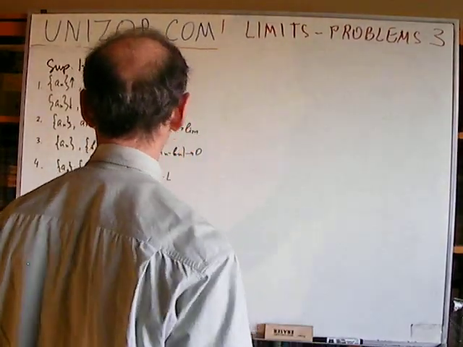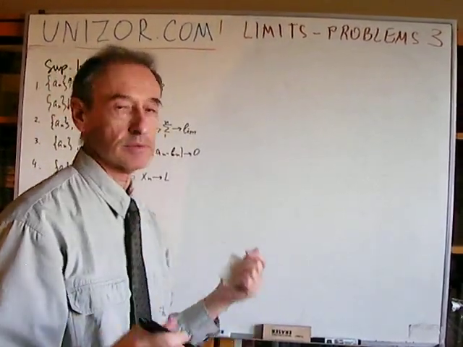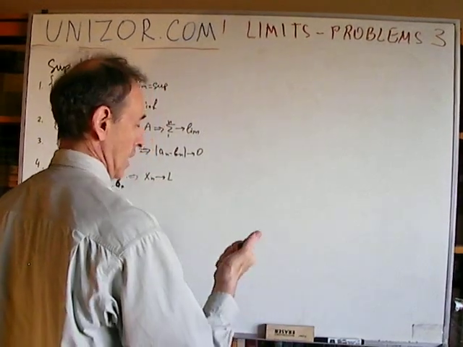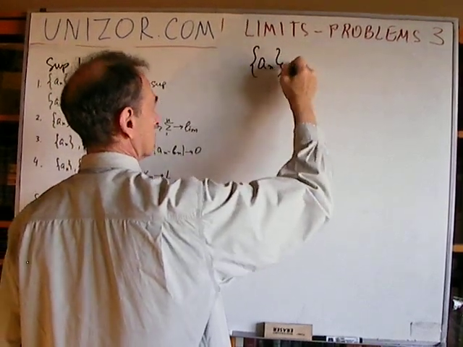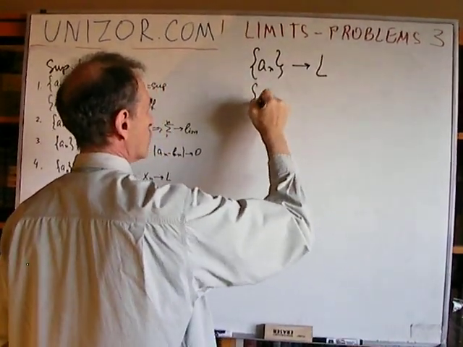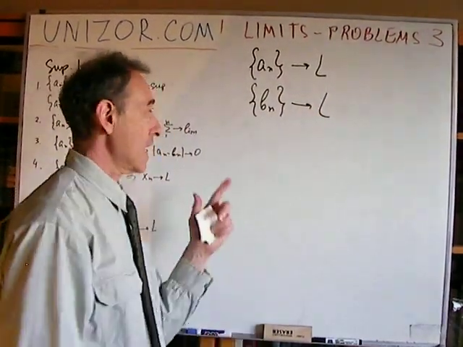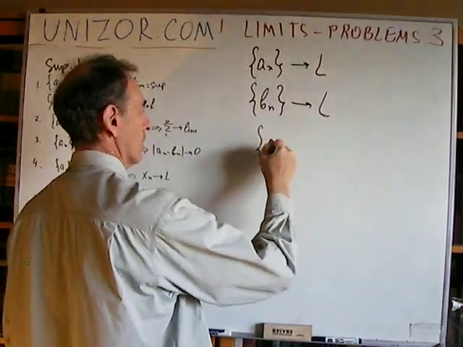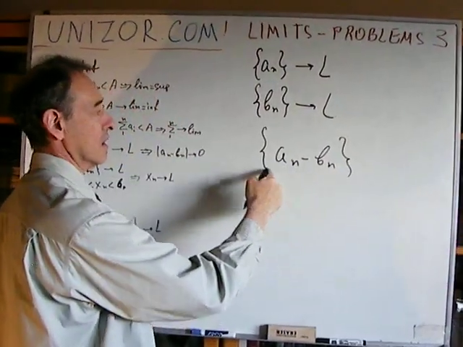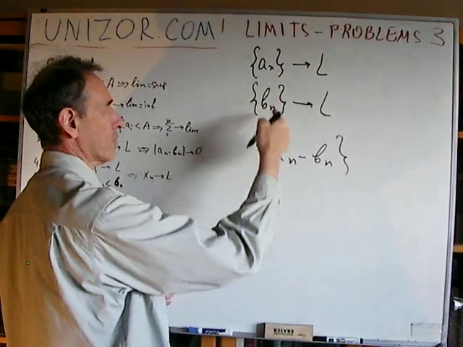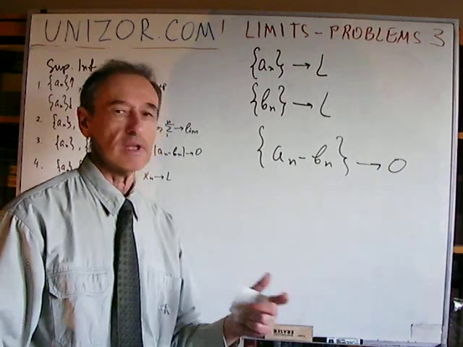Okay, next. Next is not related to supremums or infimums, it's just about limits in general. If you have two sequences which converge to the same limit, then the sequence constructed from their corresponding differences, so I subtract members with the same number, converges to zero. Intuitively, it's obvious, right?